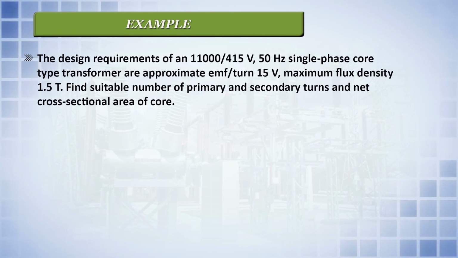Second example that we are going to discuss here. Here the values are given that the design requirement of an 11,000/415 volt, 50 Hertz, single phase core type transformer is approximate EMF per turn equal to 15 volt. Maximum flux density is 1.5 Tesla. You have to find the suitable number of primary and secondary turns and net cross sectional area of the core.